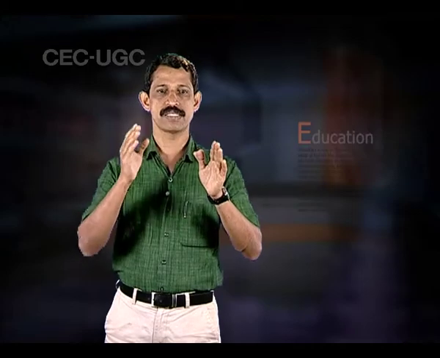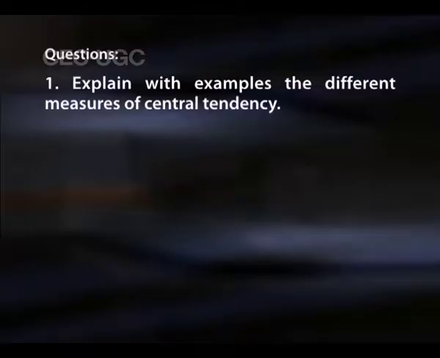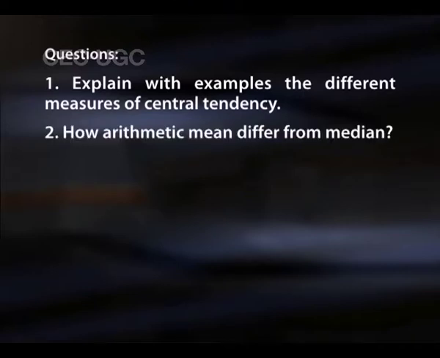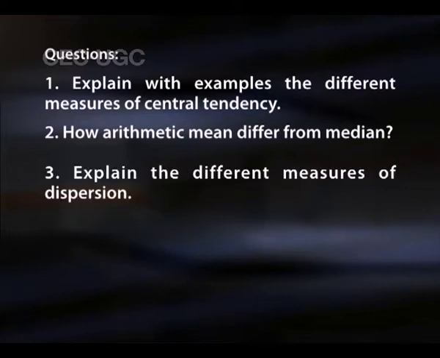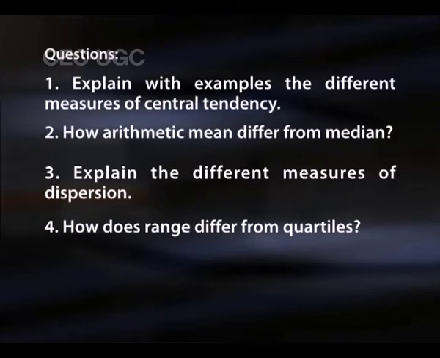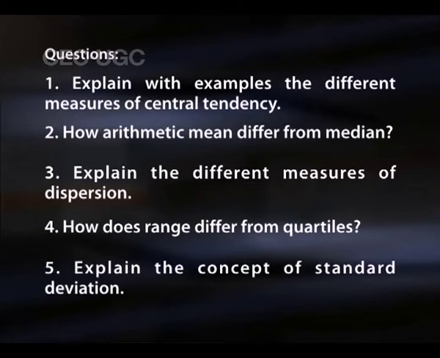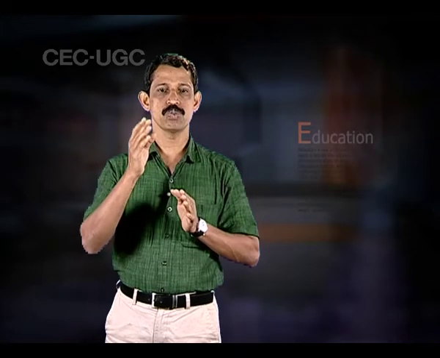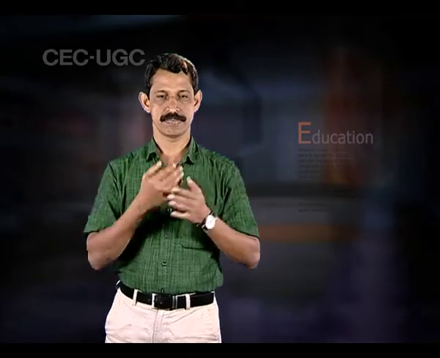Now you can try to answer the questions given here. Explain with examples the different measures of central tendency. How does arithmetic mean differ from median? Explain the different measures of dispersion. How does range differ from quartiles? Explain the concept of standard deviation. Hope that you may go through the reference books for further reading.